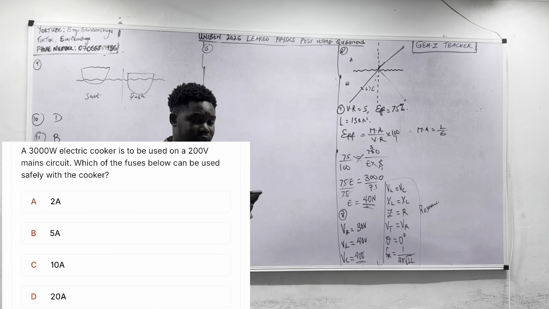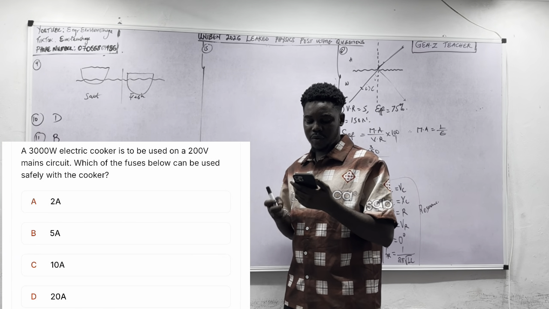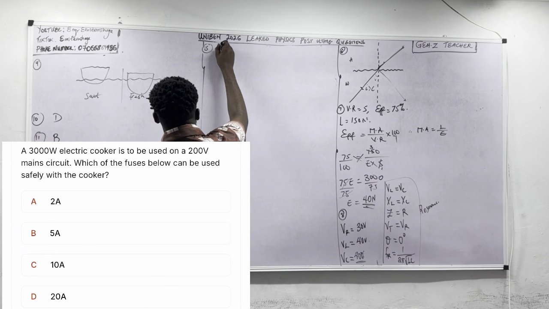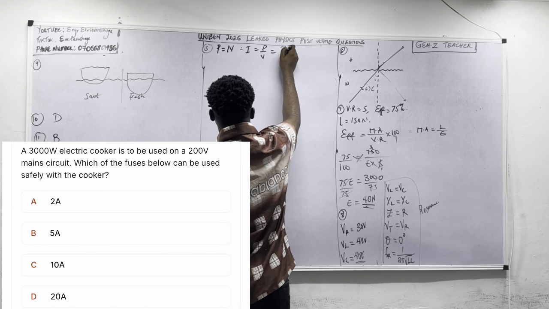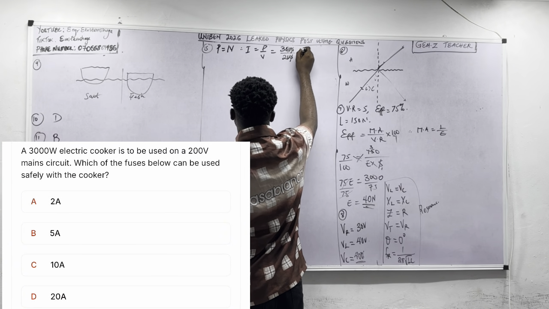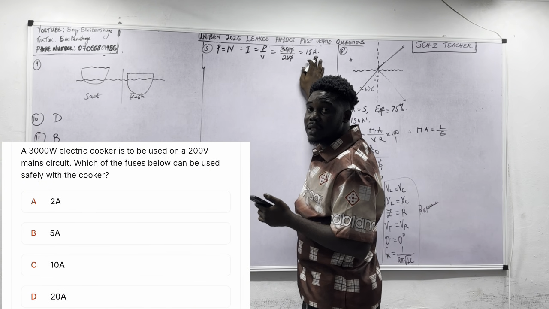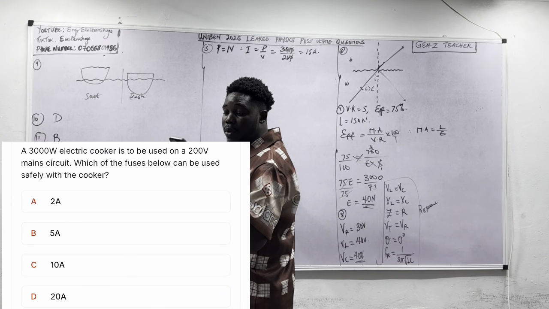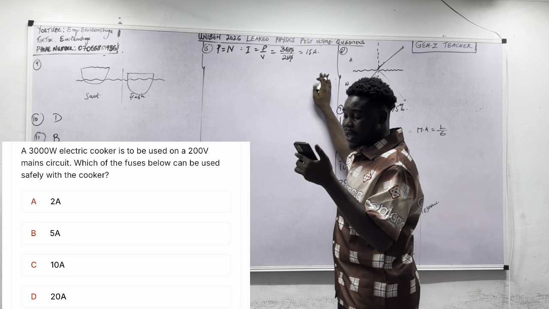Number 15 says a 3000 watt electric cooker is to be used on a 200 volt mains circuit. Which of the fuses below can be used safely with the cooker? Quickly, let's find the current. Recall P equals IV, so I should be equal to P over V. Now the power was 3000 and the voltage is 200. So we're going to cancel out these values, and then this should be 15 amperes. But now remember, it's a fuse, so you should use a rating that is slightly above this value. So the only correct option should be option D, 20 ampere, because the rest of the currents would blow when you use them. So the answer is option D.